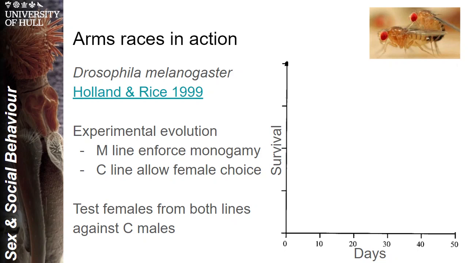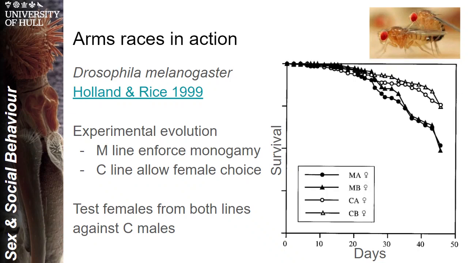And in the C line, you mate females within big populations of males that allow them to choose their mate. And so that's the only difference between these populations. Either you mate with no choice, or you mate with a choice. And then you take females from both lines and you mate them with wild-type males, males in the choice line.